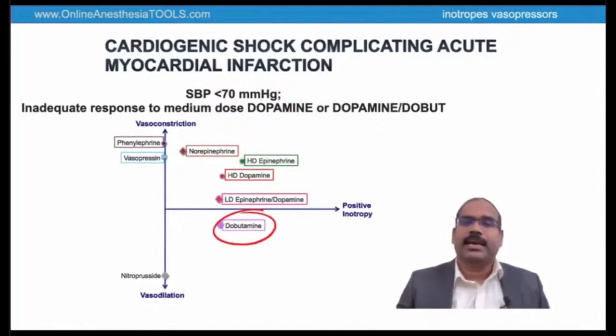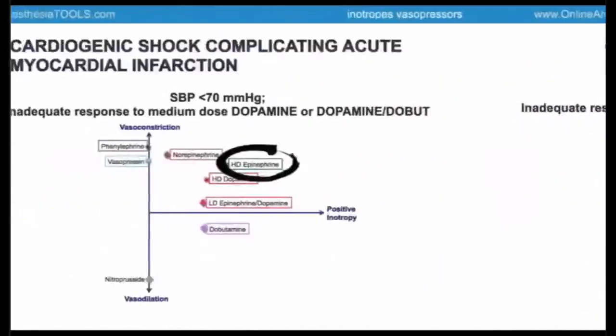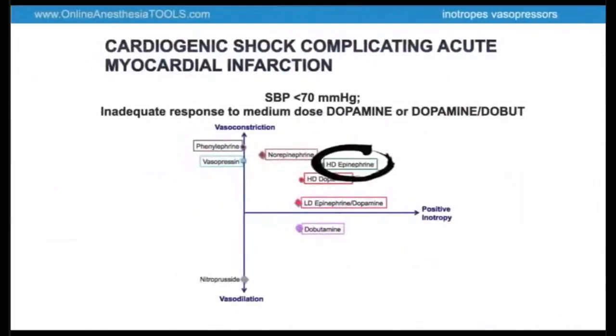The recommended starting dose is from 0.01 to 0.03 milligrams per kg per minute. The maximum suggested dose is 0.1 milligram per kg per minute. Now you can locate where norepinephrine is in our plot of vasoconstriction versus inotropy: a little bit of inotropy, but far more vasoconstrictor action. It has also been shown to have antithrombotic effects, especially when you are using it in cardiogenic shock.